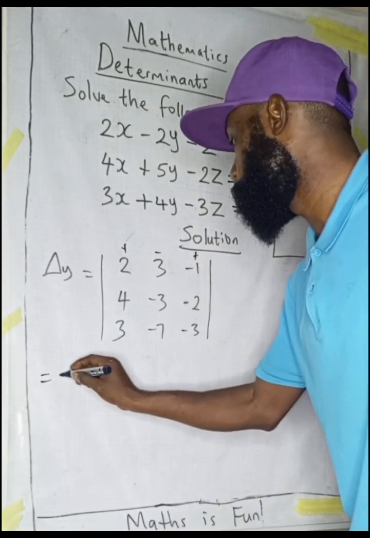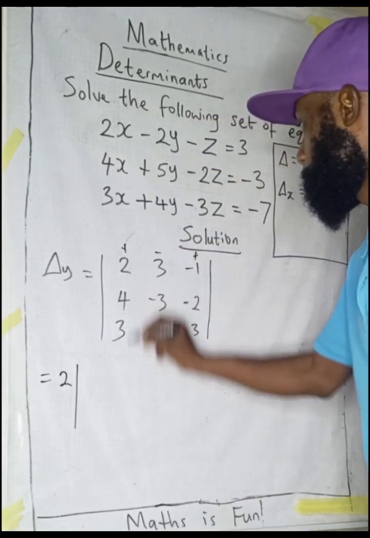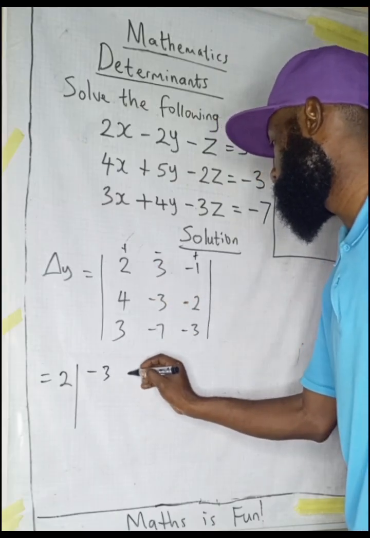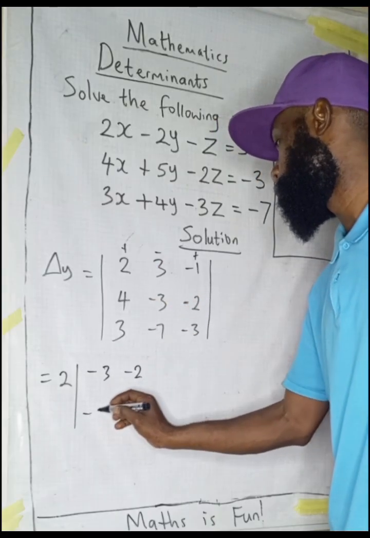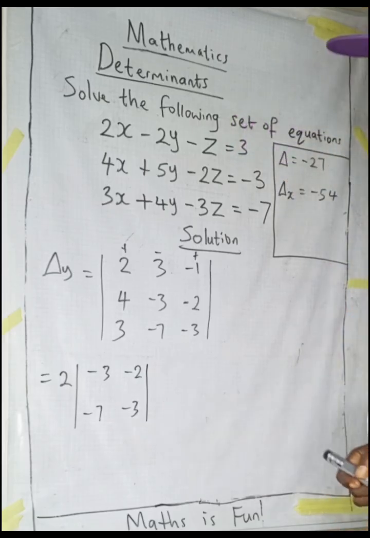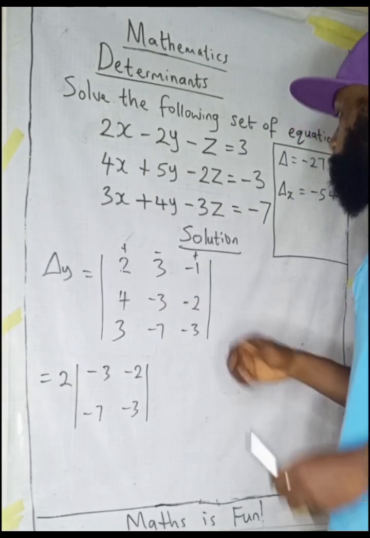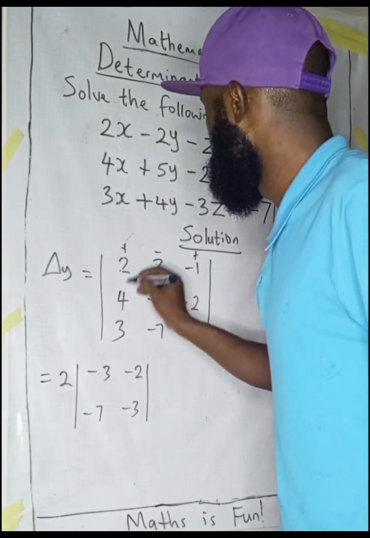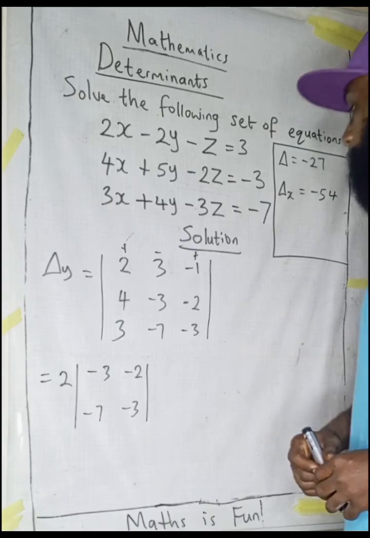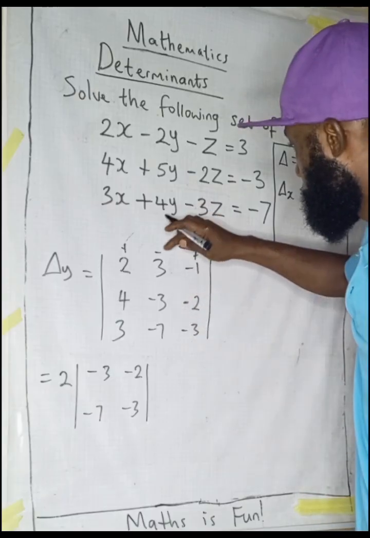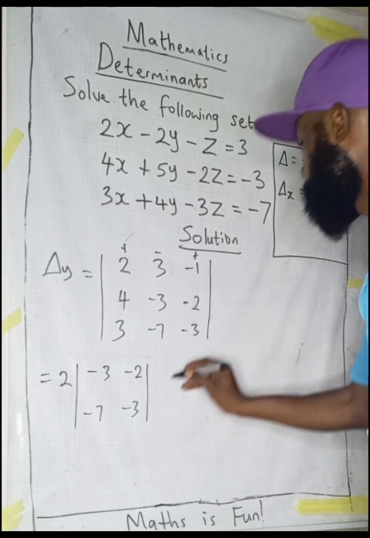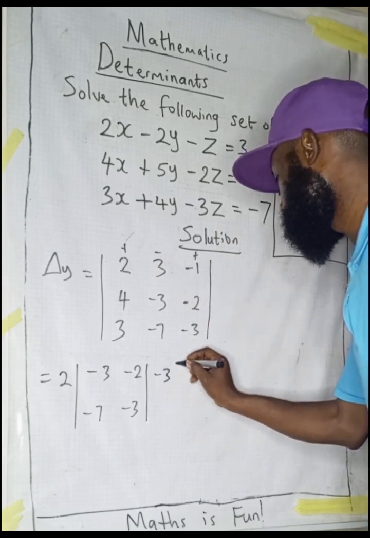So we have 2. Ignore this column and this row. What we have: minus 3, minus 2, minus 7, minus 3. Right? Good. So we have minus 3, minus 2, minus 7, minus 3. Minus 3, minus 3. So we have minus 3.